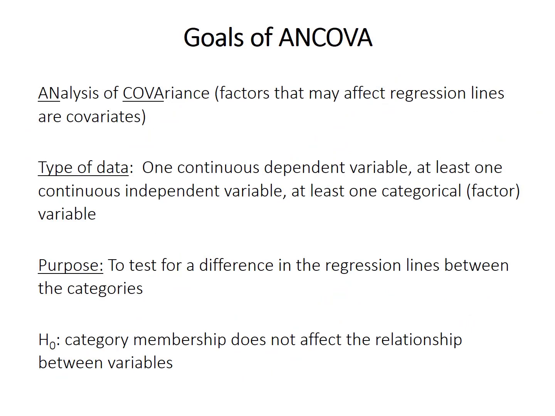ANCOVA, or analysis of covariance, requires one continuous dependent variable and at least one continuous independent variable, like in linear regression. But it also requires that the data is divided into categories with at least one categorical or factor variable. Its purpose is to test for a difference in the regression relationship, either in the slope or in the intercept, between the levels of this factor variable. The null hypothesis is that there's no effect, so that category membership doesn't matter: whatever group the data belongs to, the regression slope and intercept is the same.